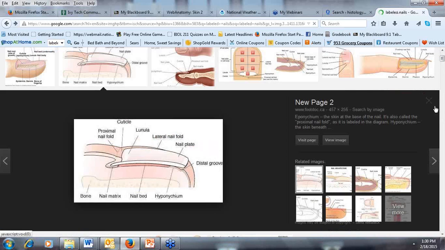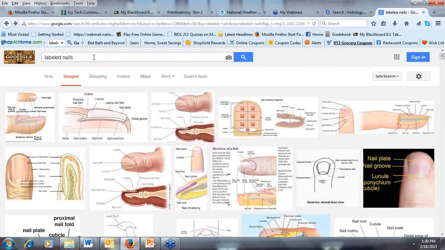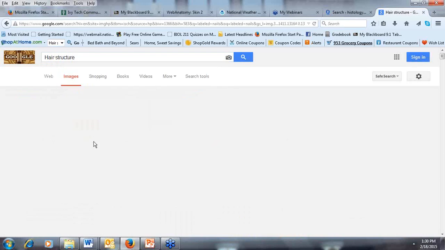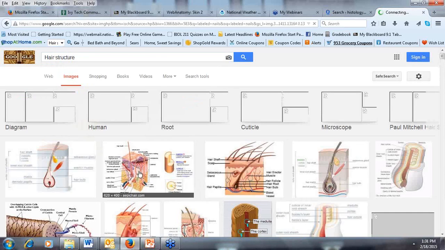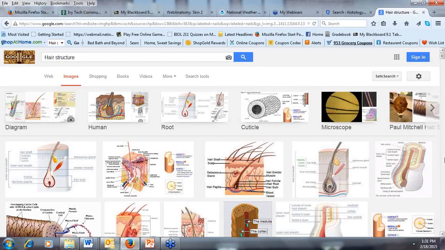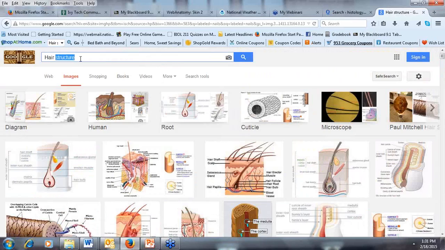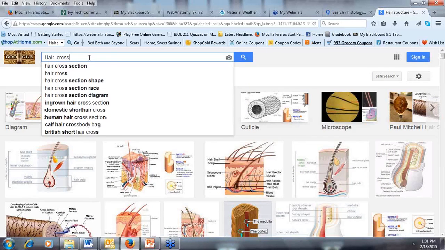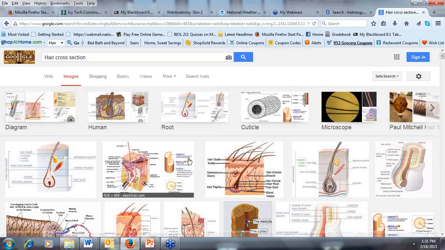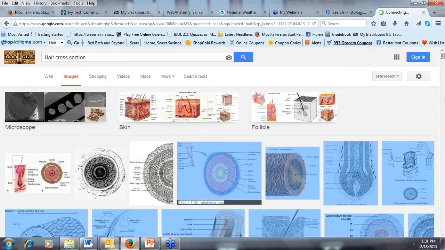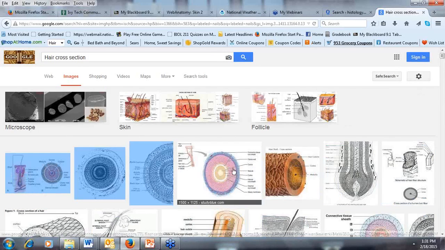Also, same thing with hair structures. I would suggest you do a cross section as well, because you can find the ones that have the hair down into the skin. Let's do specifically hair structure cross section. And then take a look at the different layers involved there. Let's take a look at this one, for example. It's a pretty good one.